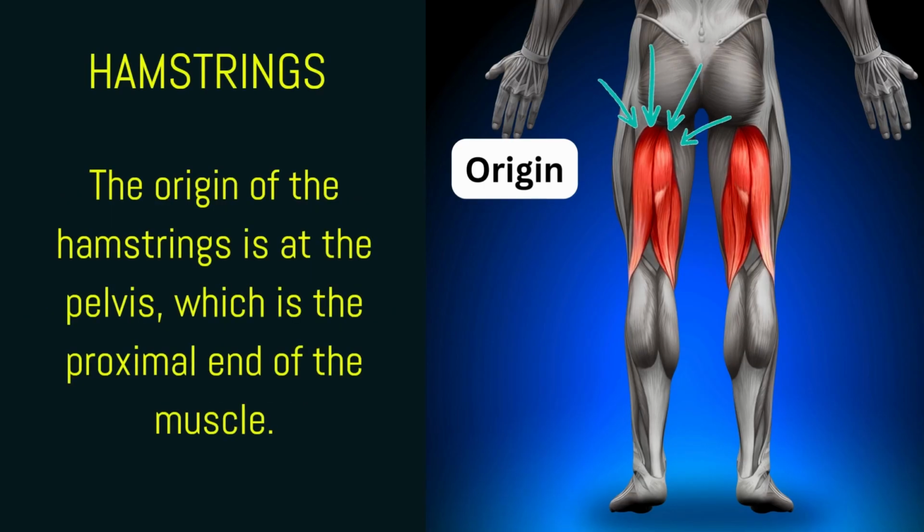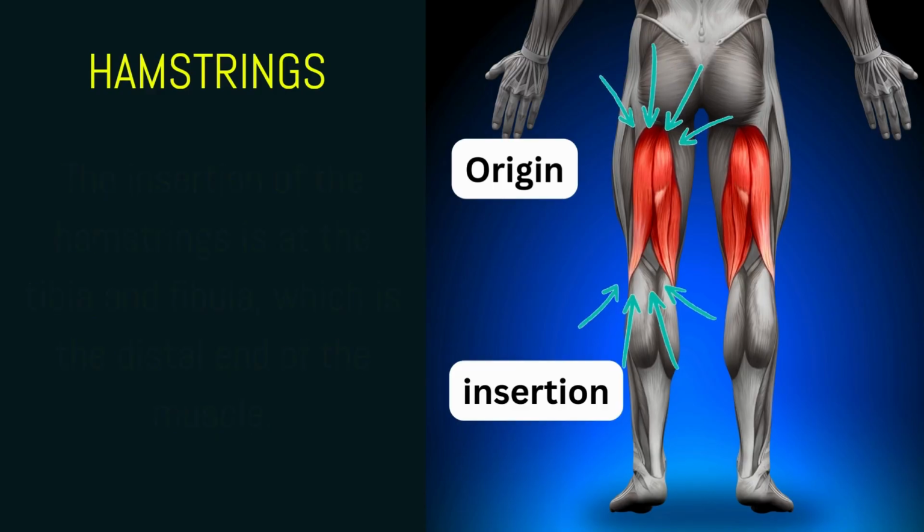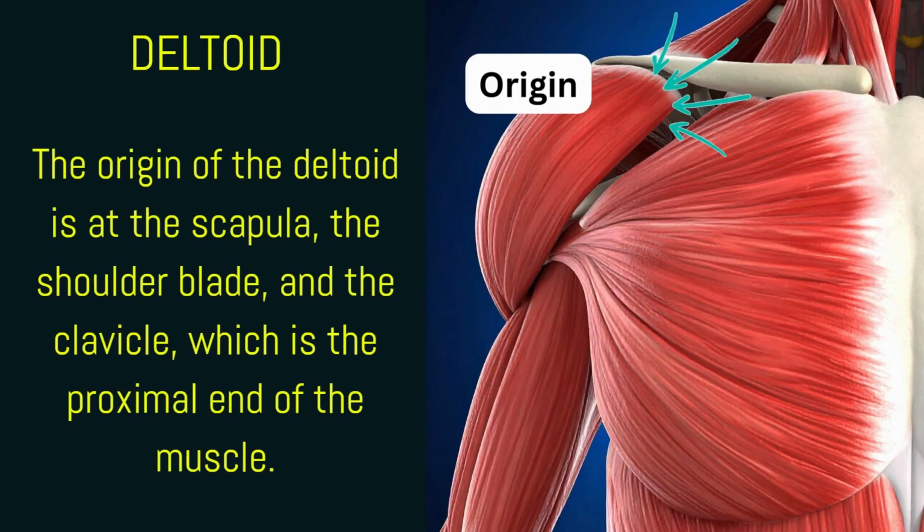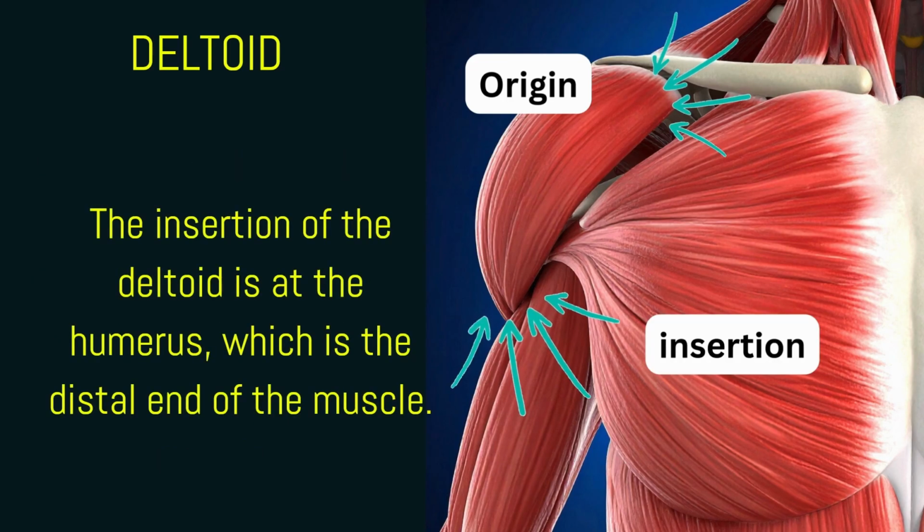The origin of the hamstrings is at the pelvis, which is the proximal end of the muscle. The insertion of the hamstrings is at the tibia and fibula, which is the distal end of the muscle. The origin of the deltoid is at the scapula, the shoulder blade, and the clavicle, which is the proximal end of the muscle. The insertion of the deltoid is at the humerus, which is the distal end of the muscle.